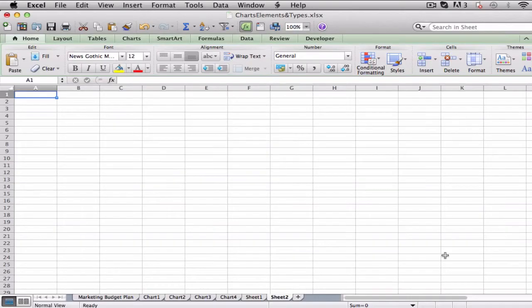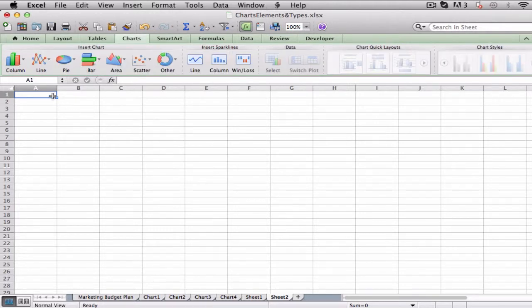Understanding chart types. Excel offers 11 different types of charts, including column charts, bar charts, line charts, and pie charts. The chart type you use depends on the type of data and how you want to present that data visually. Although you must select a particular chart type when you first construct your chart, you can quickly and easily change to a different chart type later on if you need to. Click the Charts tab.